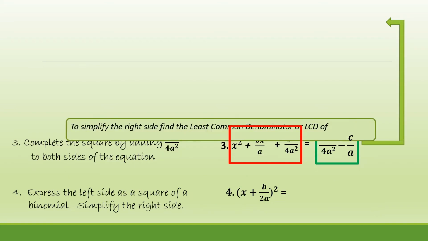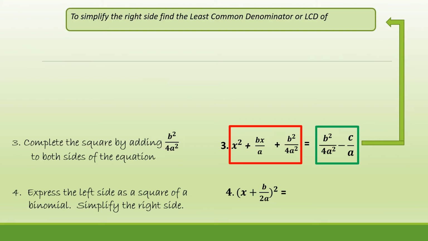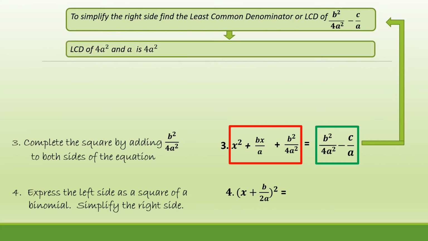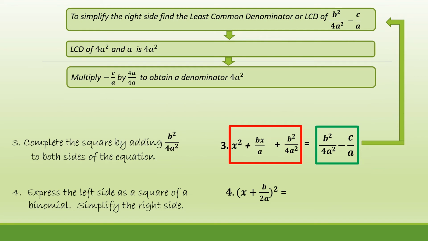To simplify the right side, find the least common denominator or LCD of b squared over 4a squared minus c over a. The least common denominator or LCD of 4a squared and a is 4a squared. We need only to multiply 4a over 4a to negative c over a to obtain a denominator of 4a squared.